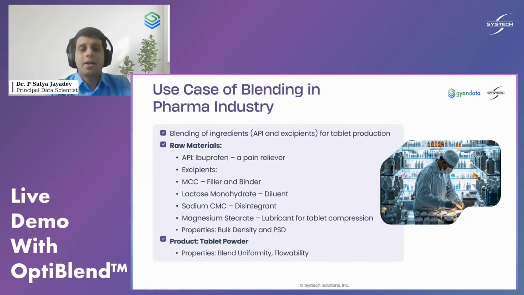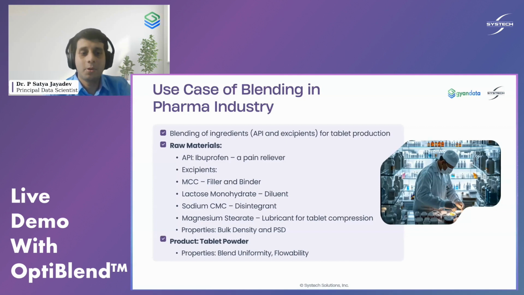So these are all the different raw materials, or basically the ingredients, that are getting blended to produce the powder for tablets. And in this particular use case, we were considering the properties such as bulk density and PSD, which is particle size distribution, of all these raw materials. This is what we are particularly interested in on the input side of the blend. Coming to the output of the blend model, we are interested in the properties of the tablet powder, such as blend uniformity and flowability. Of course, this is specific to this use case.